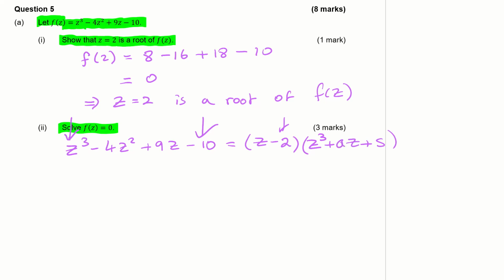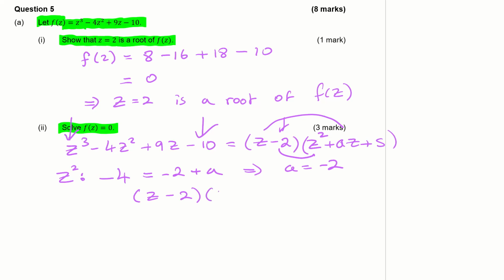But then looking at z squared coefficients, we have negative 4 on the left. On the right, well, I've written a cube there where it should be a squared. We're going to have negative 2 plus a. So negative 2 plus a, and that means that a equals negative 2. And so we have z minus 2, z squared minus 2z plus 5 is equal to 0.